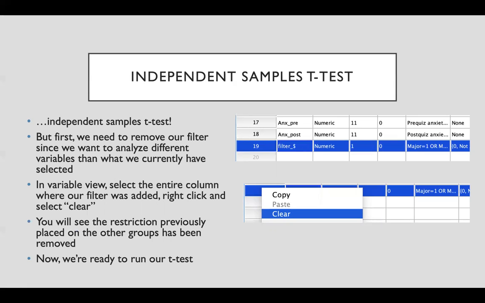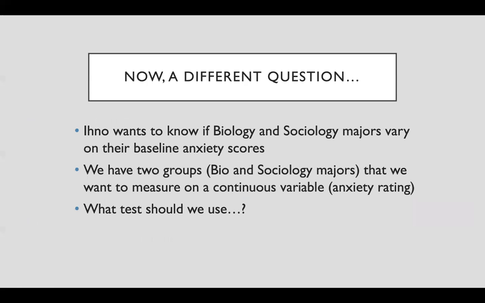But first we have to make sure that we remove our filter. Otherwise, it's only going to analyze people that were in majors 1 or 2, which is psych or pre-med. So like I said before, it creates this filter variable. So you can go to the variable view and select that variable and then clear it. And then it goes away and your filter's gone. So now you're looking at all the data. But we just want to look at those 2 majors. What were they? Biology and sociology.